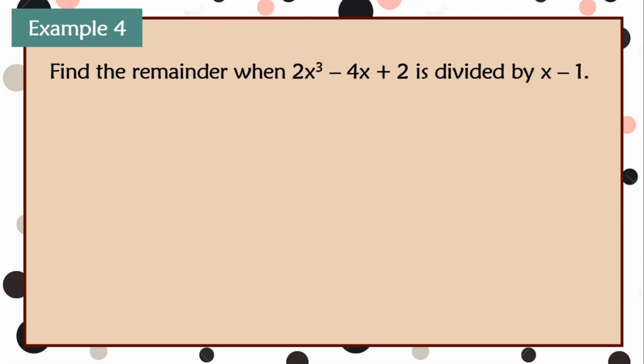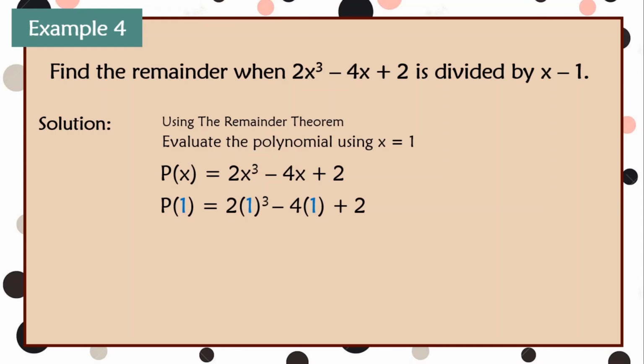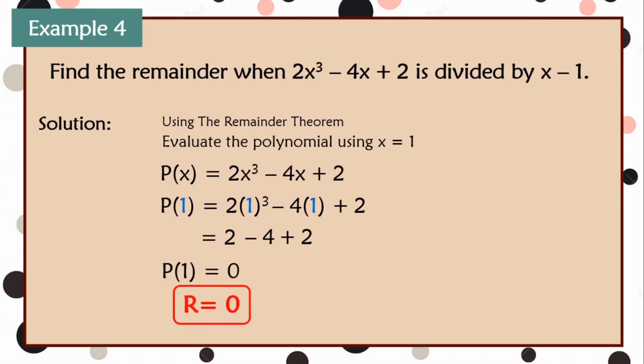Next, find the remainder when 2x cubed minus 4x plus 2 is divided by x minus 1. For our solution, use the remainder theorem. The value of x is positive 1. So evaluate the polynomial and substitute 1 for the value of x. So we have 2 times 1 cubed minus 4 times 1 plus 2. 2 times 1 cubed is 2. Negative 4 times 1 is negative 4, plus 2. 2 minus 4 plus 2 is 0. So our remainder is 0.